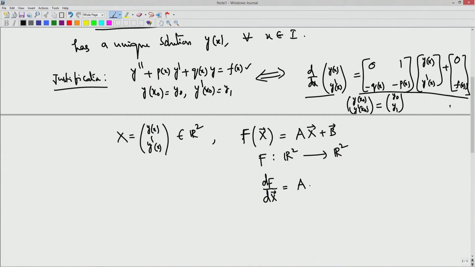So, if you do not know, this is a map from R2 to R2, and it is any derivative. The derivative of f with respect to the vector is actually, think of this as ax plus b, so its derivative is simply a. This derivative is an operator here, because it is from R2 to R2.